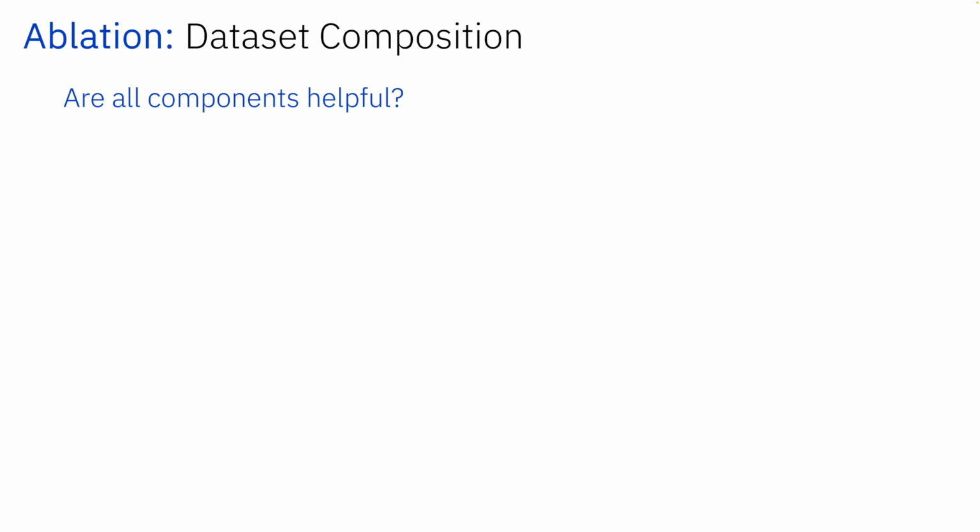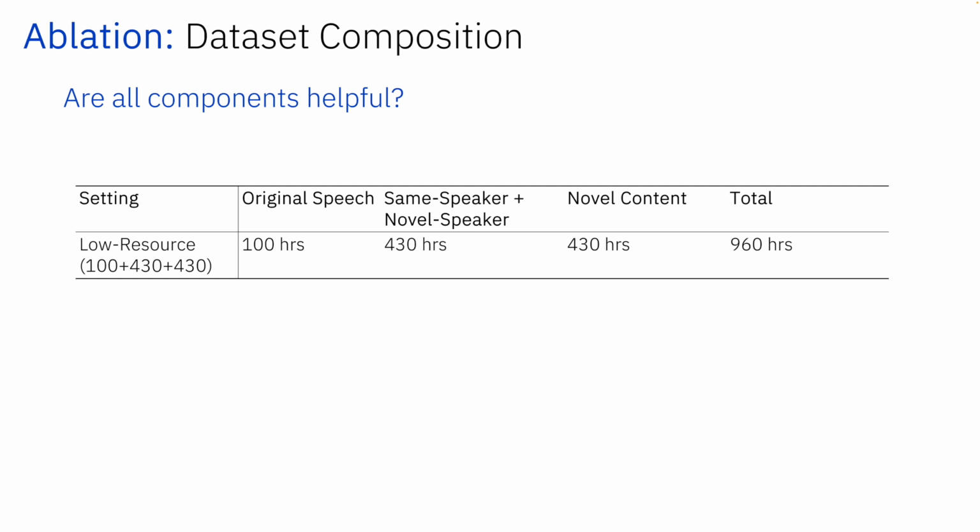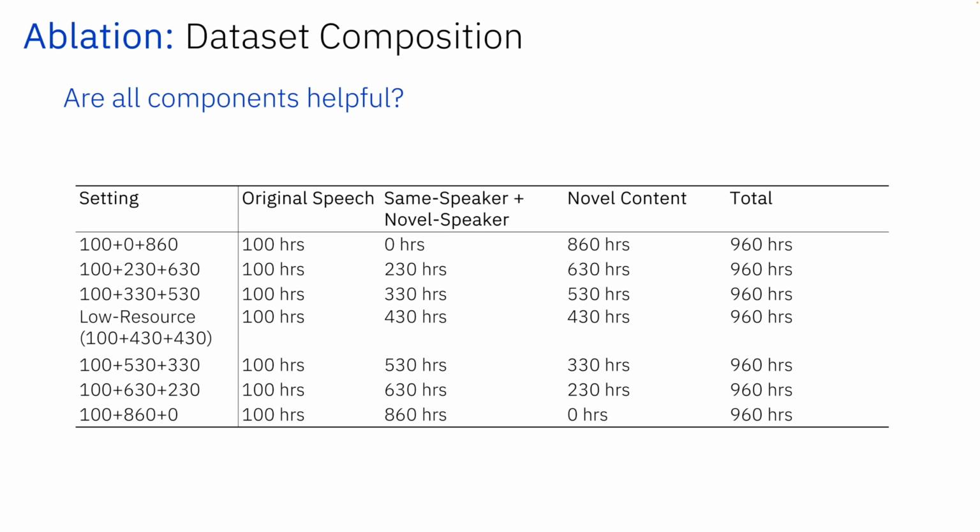One final experiment I would like to show today is to investigate whether the 4 levels of synthetic speech are all helpful, particularly the level 4 nonsensical babbles. What we do is that we take the low resource setting, keep the original speech unchanged, and keep the total speech to 960 hours. But then we vary the proportion between the level 2 plus 3 and the level 4 babble speech.